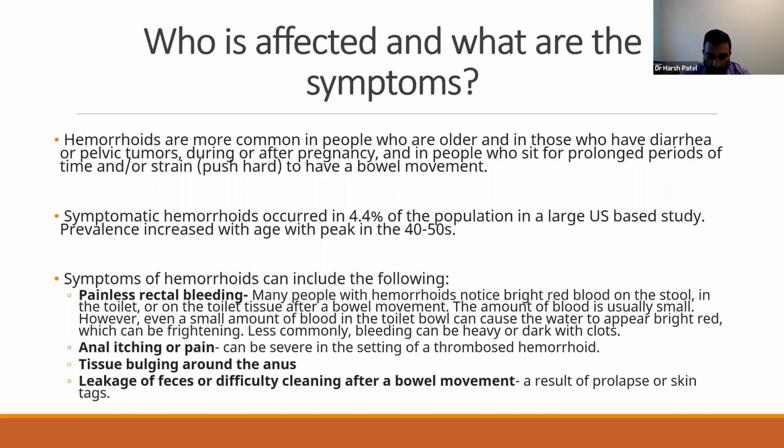Essentially what that means is there's a big blood clot causing the hemorrhoids to swell. Tissue bulging around the anus is pretty common. And then obviously leakage of feces and difficulty cleaning after a bowel movement. We see that quite often as well. And unfortunately, this is just a consequence of the prolapse and skin tags that can form as a result of hemorrhoids.